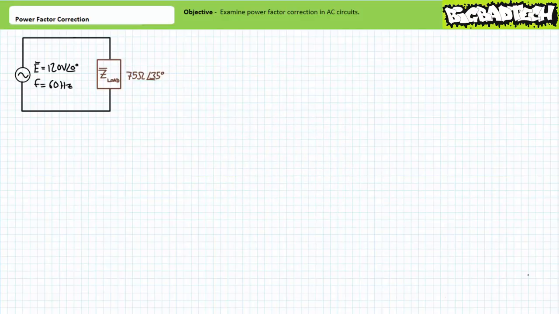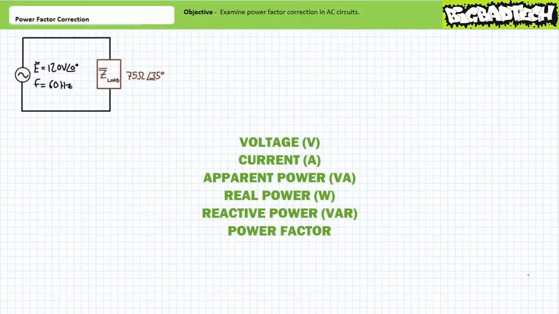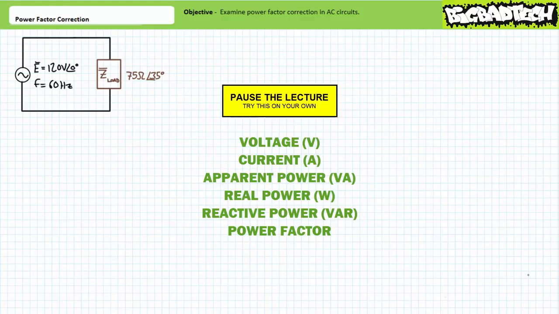As a preliminary exercise for our discussion about power factor correction, consider a 120-volt 60-hertz AC source, an electrical load modeled as an impedance of 75 ohms at an angle of 35 degrees at this particular excitation frequency. See if you can solve for the voltage, current, apparent, real, and reactive power, as well as the power factor for the electric load in the present configuration. By all means, pause the lecture and try this on your own.